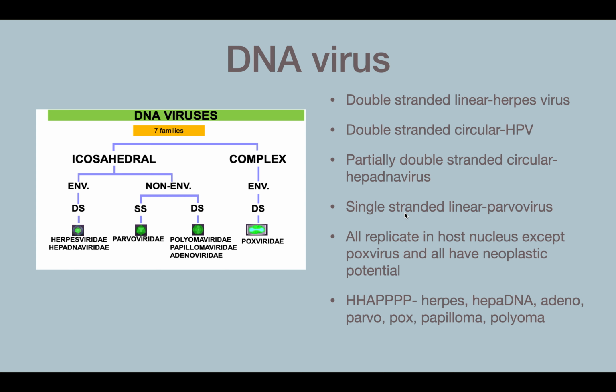Single-stranded linear virus is going to be the parvovirus, and all of these need to replicate in the host nucleus except for the poxvirus because of its complex structure. It has an ability to partially replicate in the cytoplasm. Since the others have to enter the nucleus and mess around with the cellular machinery, they have some neoplastic potential. You've got to remember the DNA viruses are your happy viruses: herpes, hepadna, adeno, parvo, pox, papilloma, and polyoma viruses.